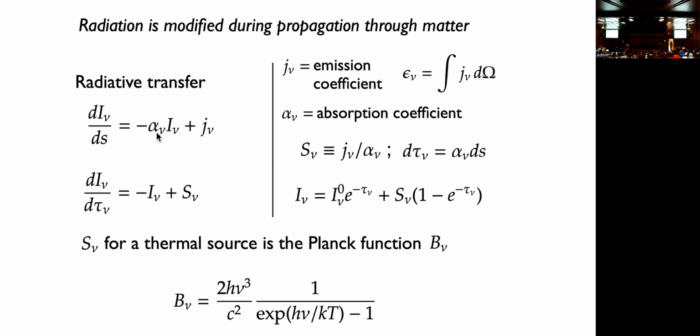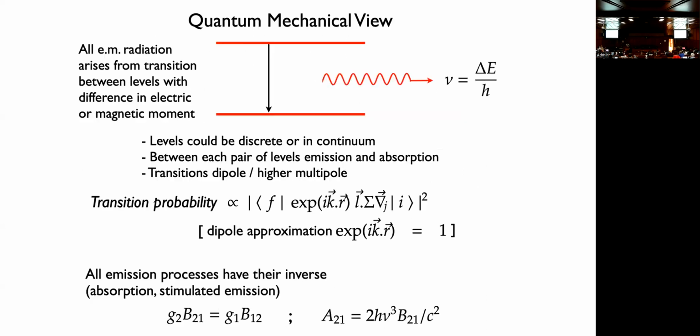Alpha nu is basically the absorption coefficient, and j nu is basically the emissivity or emission coefficient. Then if you do certain jugglery in mathematics, you can express it in terms of S nu, which is basically the source function. Source function is basically j nu divided by alpha nu, so it's a ratio between emissivity and absorption coefficient. Okay, you can ignore this.